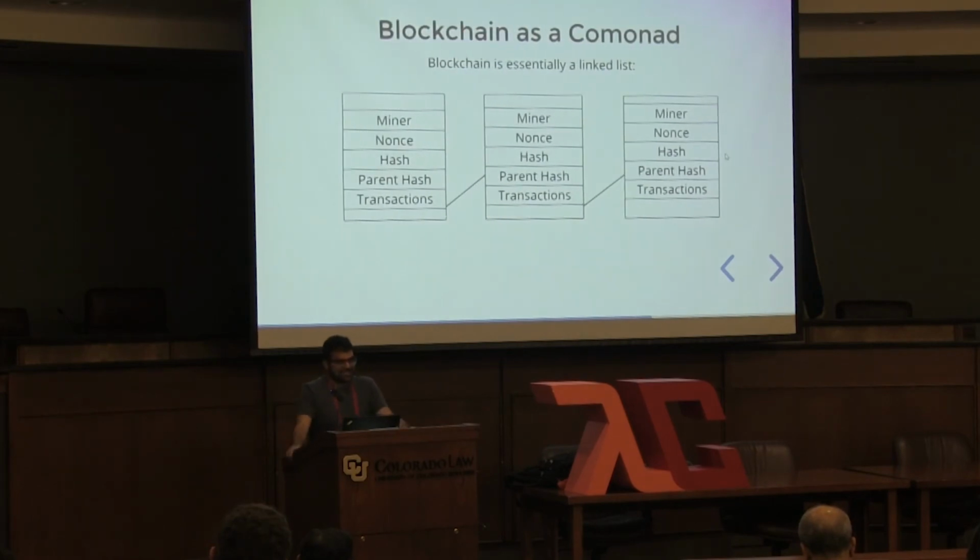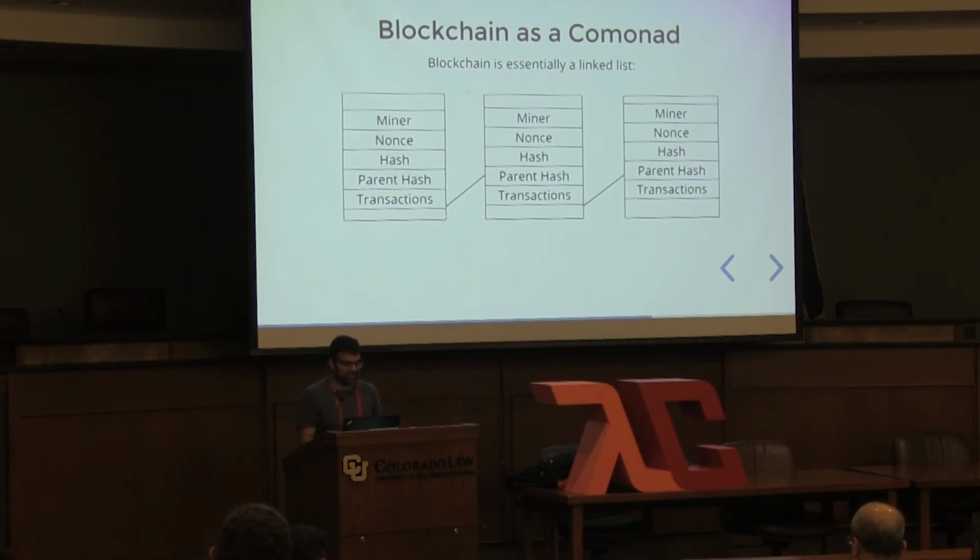So since it's 2018, I should probably talk about blockchains. I'm still skeptical of blockchain as a technology, but I thought it was an interesting way to learn about Cofree Comonads. So a blockchain essentially just has a linked list structure. As I mentioned probably many times in this talk, a prefix linked list is a Cofree Comonad. And so it trivially fits into this paradigm.